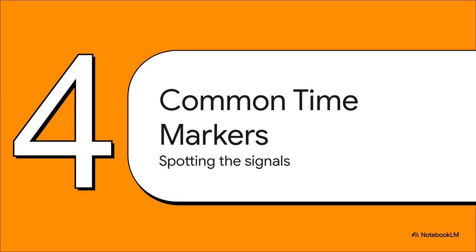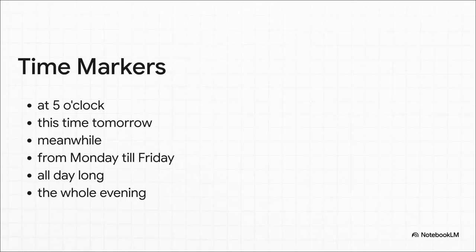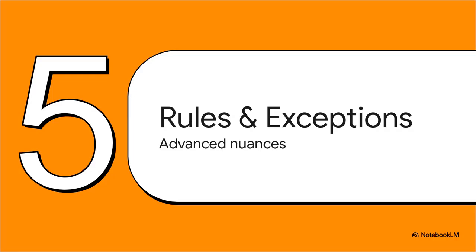Which brings us to Section 4, Spotting Common Time Markers. Whenever you want to specify exactly when an action will be in progress, these are your go-to cheat codes. Phrases like at 5 o'clock, this time tomorrow, or meanwhile pinpoint the exact intersection of time and action. But we also have markers for durations, like from Monday till Friday, all day long, or the whole evening. Notice how a phrase like all day long perfectly sets up a continuous future action. If you see or want to use one of these markers, your brain should immediately think, subject plus will be plus verb ing.